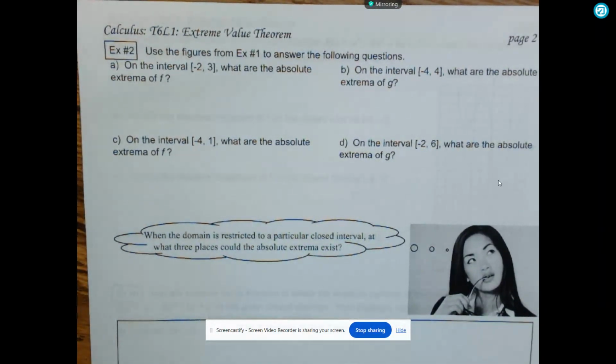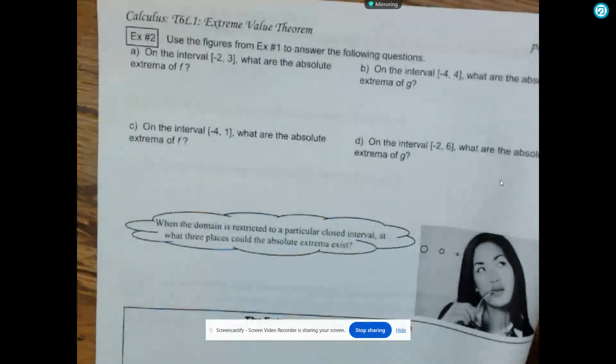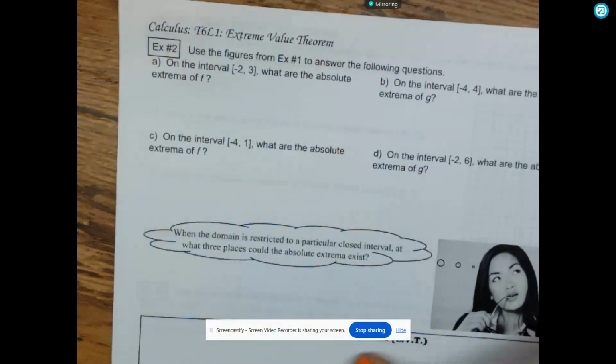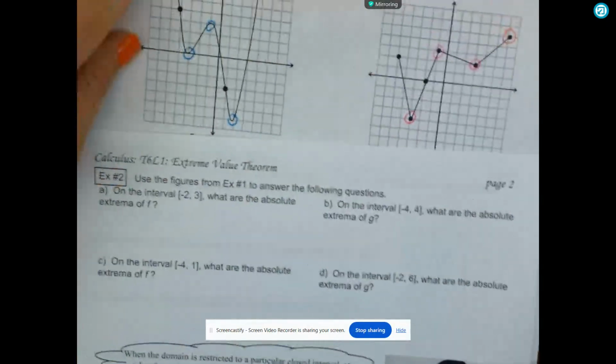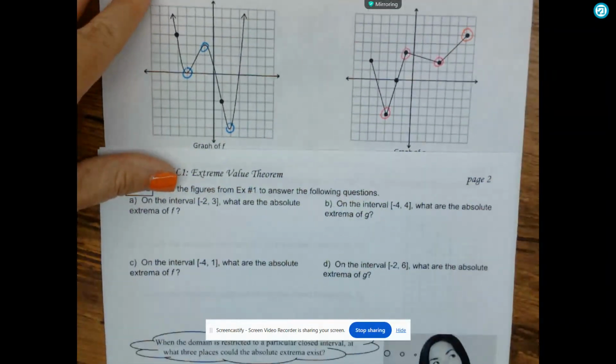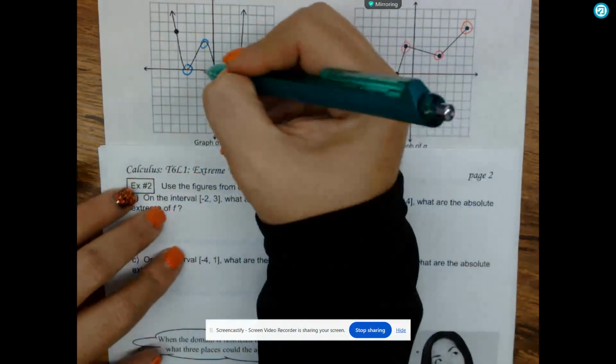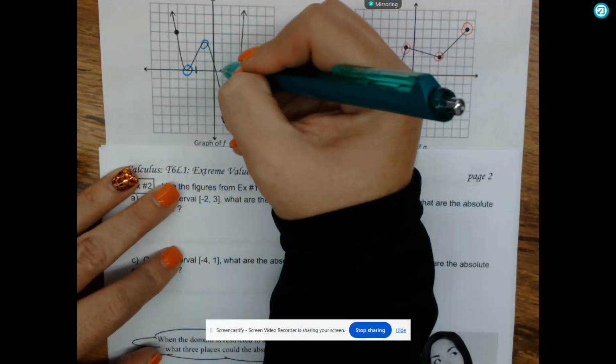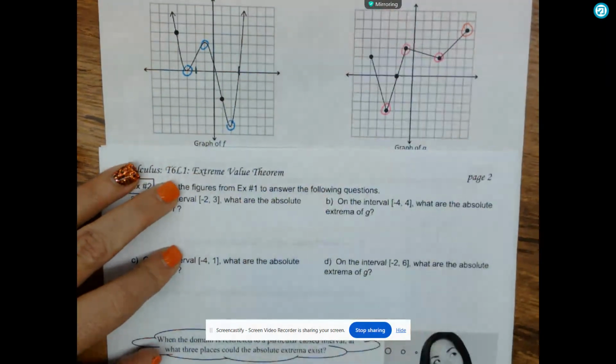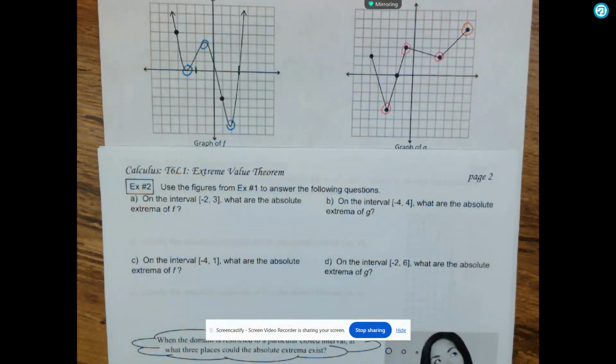So let me get mine. Hold on. Where did it just go? There it is. Okay. So I'm going to try to put mine above there so we can look at it. All right. So on the interval -2 to 3. Okay, so -2 is here. 1, 2, 3 is here. Okay, so that's the interval I'm looking at from -2 to 3. What are the absolute extrema of f on the -2 to 3?